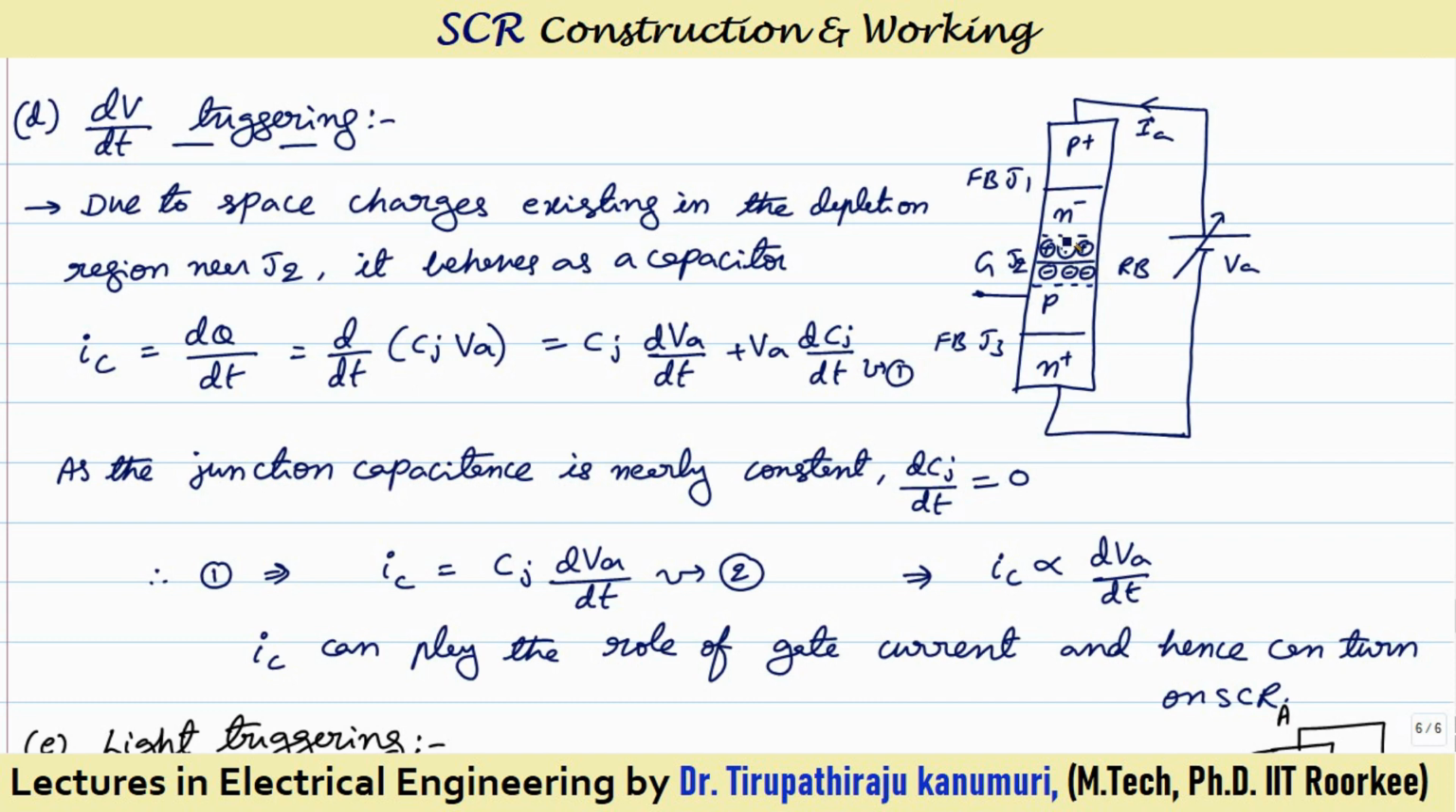So automatically this will start acting as a capacitor. We know the behavior of the capacitor: the capacitive current is given by dq/dt. That means d/dt of q, where q is equal to C into V. That means Cj is the capacitance of this junction multiplied by voltage Va, because the entire Va is dropping across this reverse biased junction. This I can write as Cj into dVa/dt plus Va into dCj/dt.